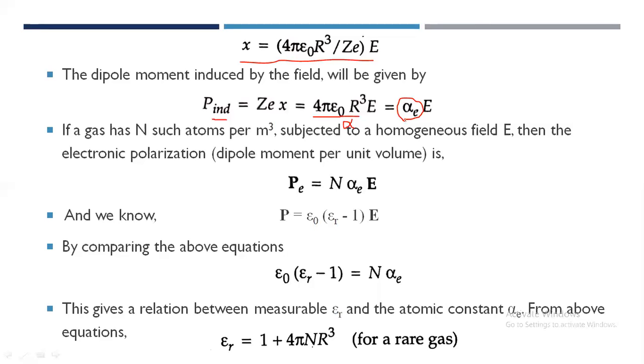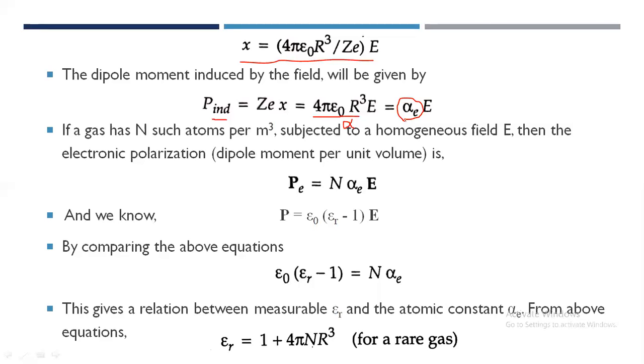This dipole is induced by the electric field and never existed in the absence of the field. The induced dipole moment is proportional to the field strength, and the proportionality factor alpha E is called electronic polarizability. Electronic polarizability.